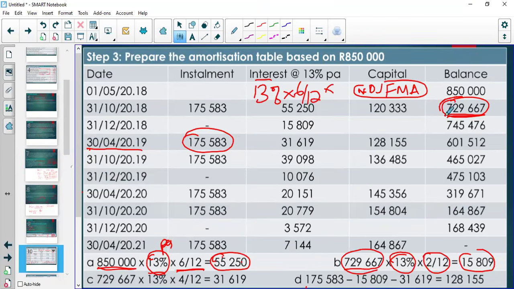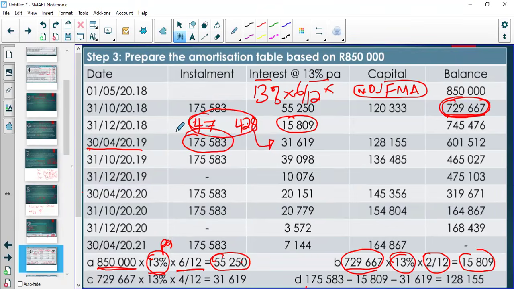Okay. So I have this balance here, 729,667, multiplied by 13%, multiplied by 6 out of 12. Then I have something like 47,428. But this is for 6 months. This is for 2 months. Then the other 4 months will come here, right?